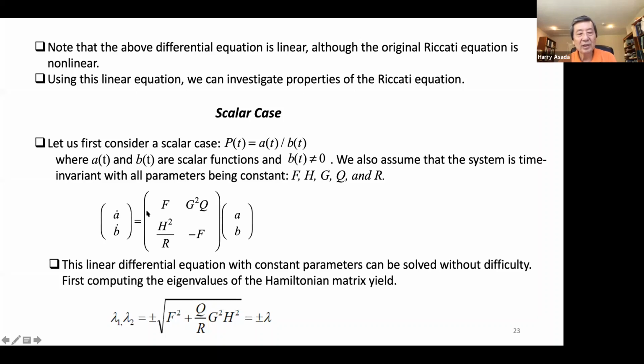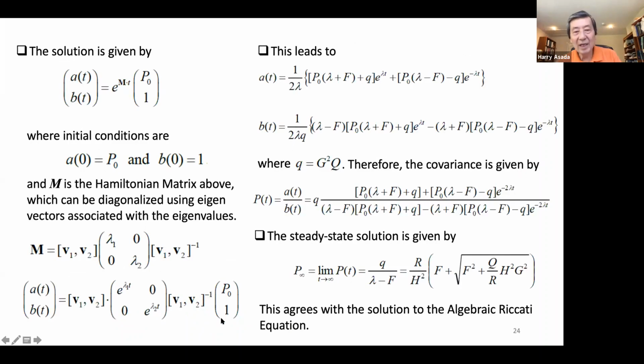So first, we compute the eigenvalues of this Hamiltonian matrix, which gives you this expression. We have two eigenvalues, one positive, one negative. Let me just denote the magnitude as lambda, so the two eigenvalues are plus and minus lambda. You can use any method to solve this linear differential equation, and the end result is shown here. But let me just use something.